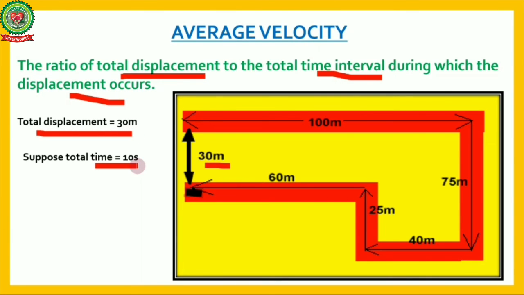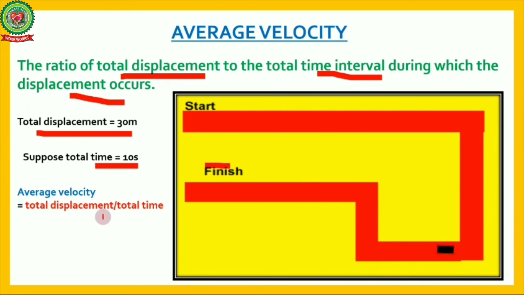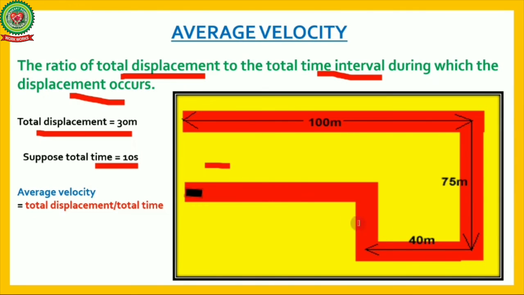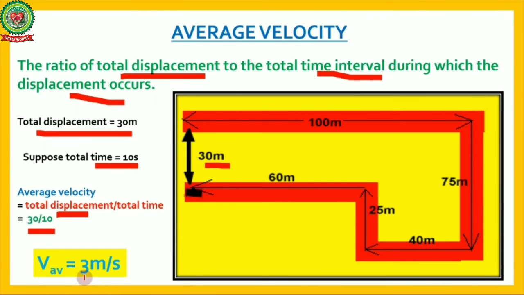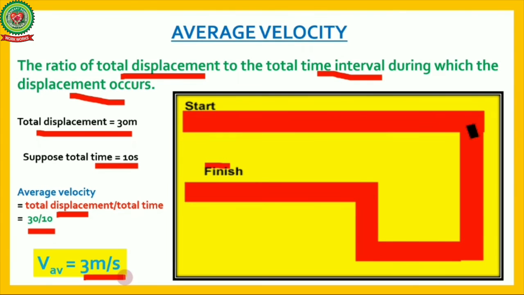Let us suppose the time taken by the body is 10 seconds. So average velocity will be total displacement divided by total time. We are not going to take total distance. On the other hand, we are going to take total displacement, which is only 30 meter, divided by 10 seconds. So the answer will be 3 meter per second. So this is called average velocity.